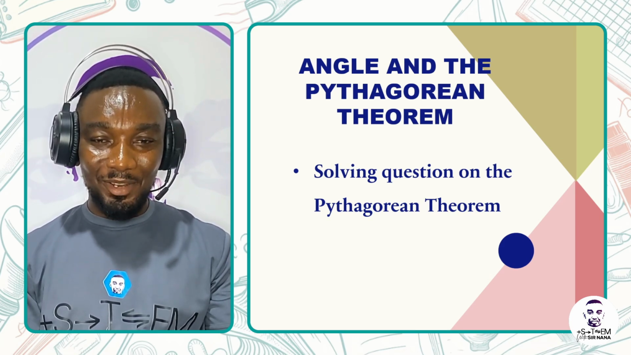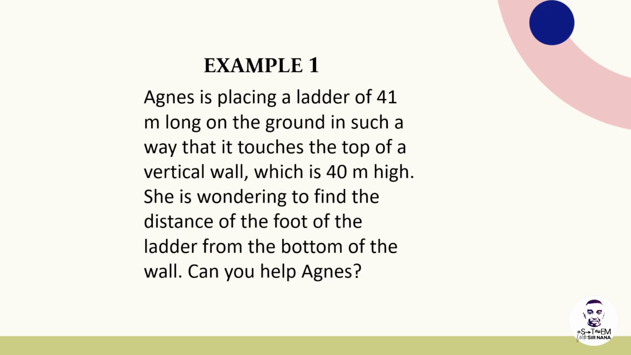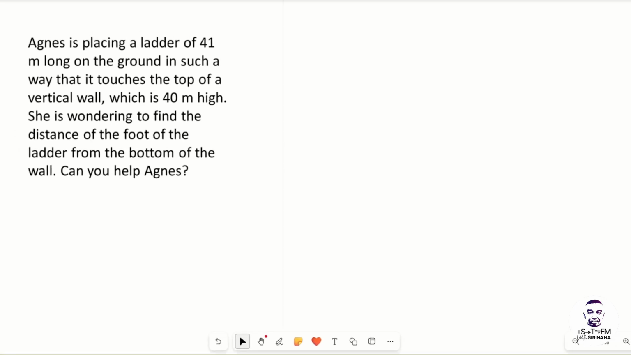Now let's consider one of the questions. In this question, it says that Agnes is placing a ladder 41 meters long on the ground in such a way that it touches the top of the vertical wall, which is 40 meters high. She is wondering how to find the distance of the foot of the ladder from the bottom of the wall. Can you help Agnes? So let us help Agnes.